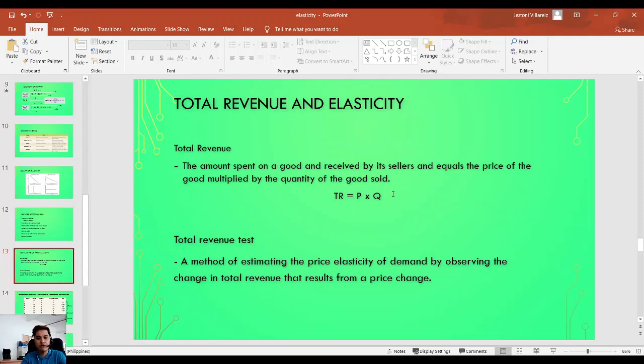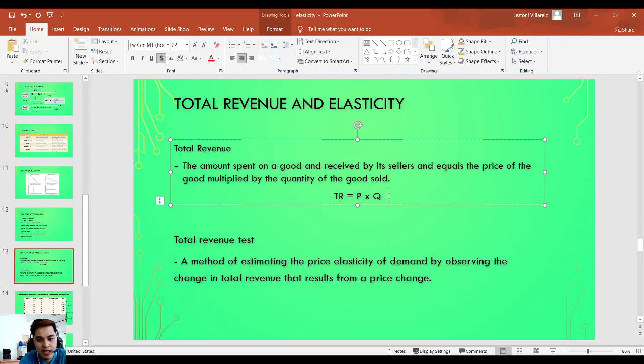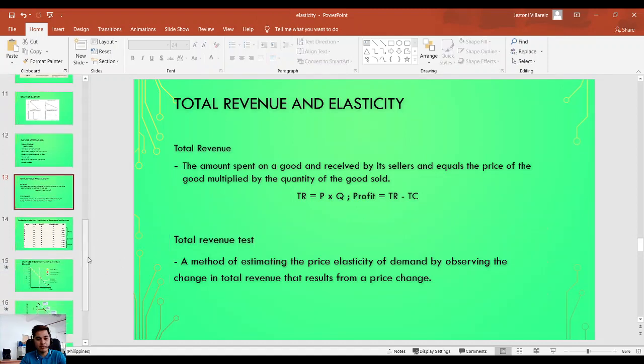So when we say profit, normally the profit is the pi sign. So profit is equal to total revenue minus total cost. So total revenue is just a part of profit. So it's different, don't be confused. Now elasticity is normally used in decision making, especially in increasing or decreasing your price.